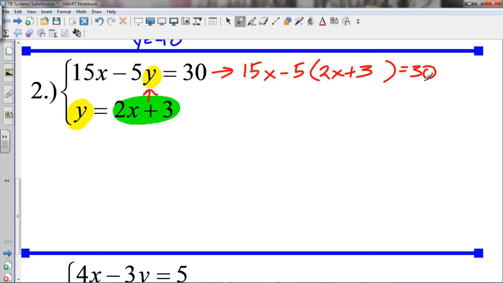Notice x's is the only thing in here. So let's go ahead and solve for x. So I'm going to distribute -5, which is -10x. -5 times 3 is -15.